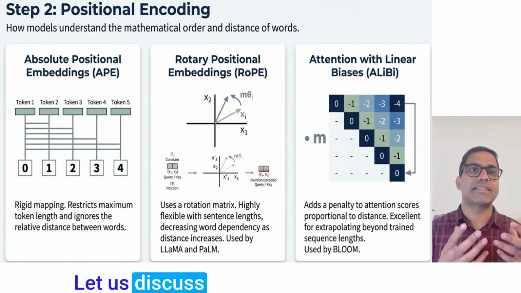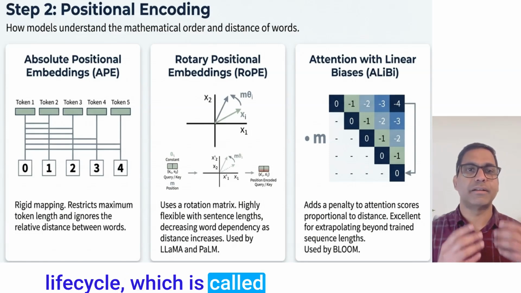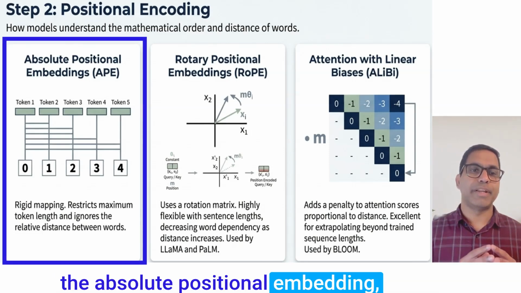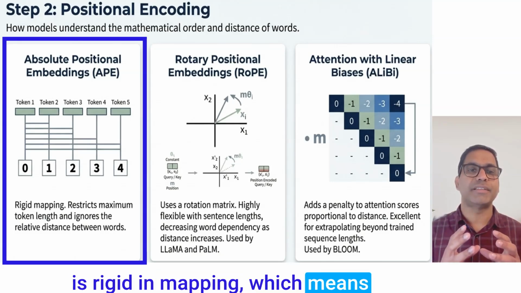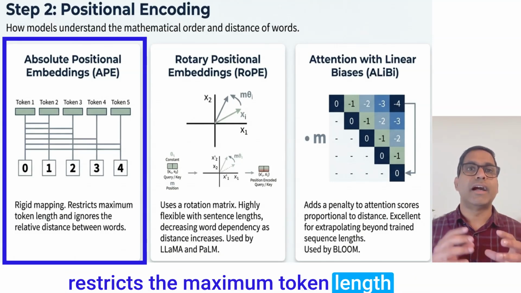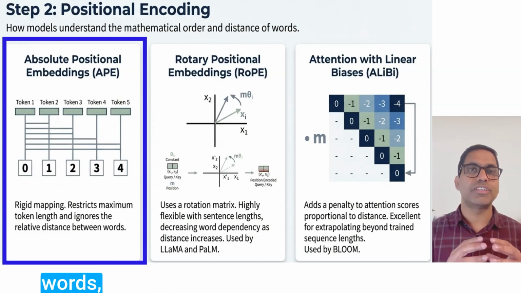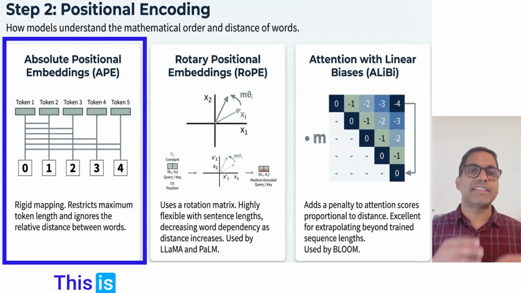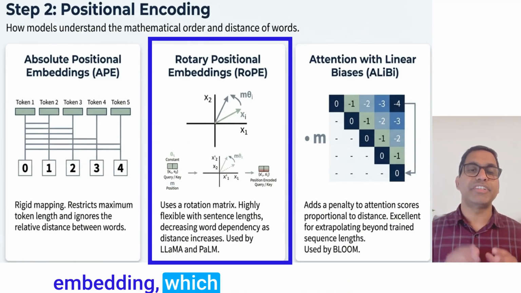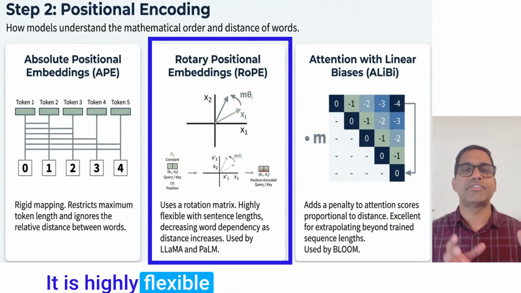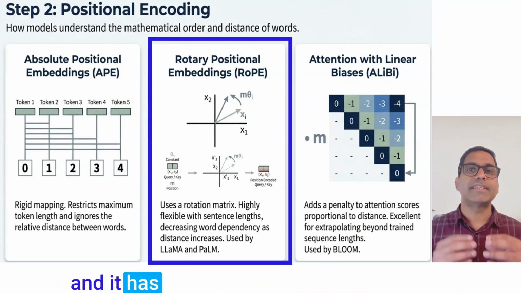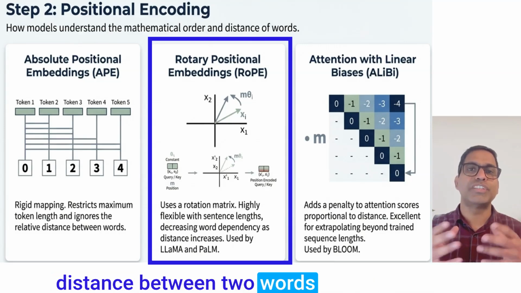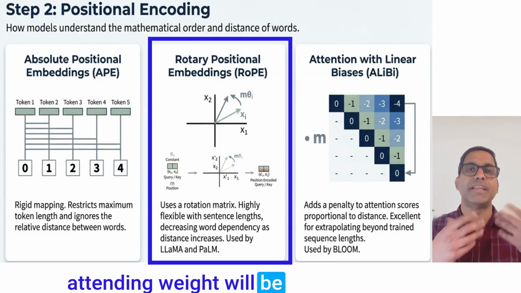Let us discuss step 2 of the LLM life cycle, which is called positional encoding. The initial transformer architecture uses absolute positional embedding, which is rigid in mapping, which means that it restricts the maximum token length and ignores the relative distance between the words, which means every word in a sentence has equal weightage to attend all other words. This is extended using rotary positional embedding, which uses a rotation matrix. It is highly flexible with sentence lengths and it has relative weights to attend every word in the other words. When the distance between 2 words increases, the attending weight will also decrease.